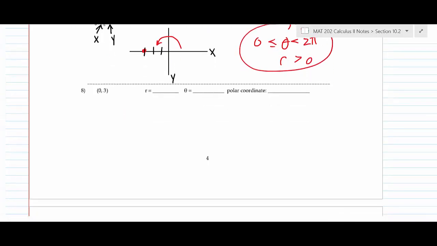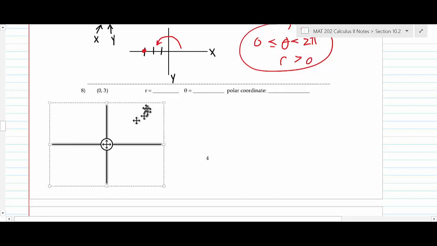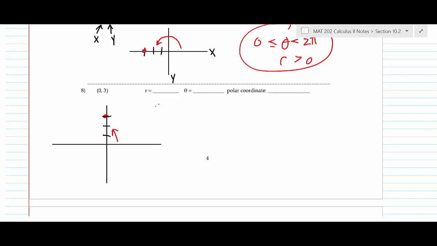Okay, next one, just do the same thing, draw a picture. We got 0, 3, that just means we're going straight up 3, like that. So what would be the polar coordinate? 3, pi over 2, right. The radius would be 3. You could use pi over 2 if you wanted a positive angle. So you just say 3 comma pi over 2 like that.